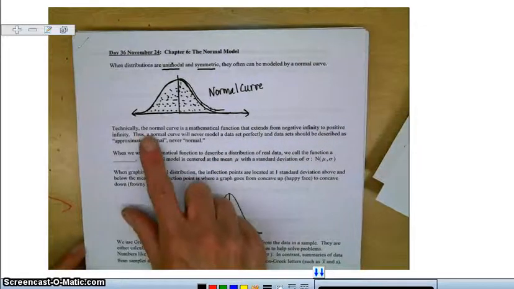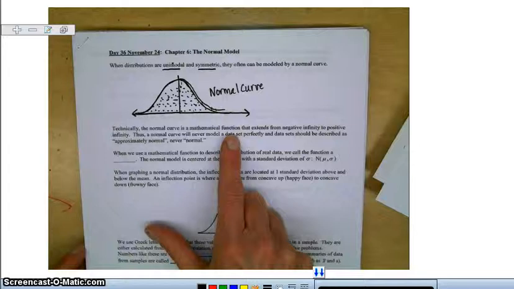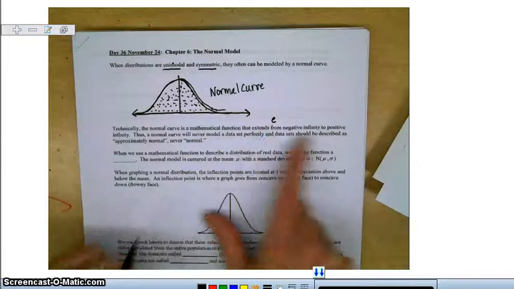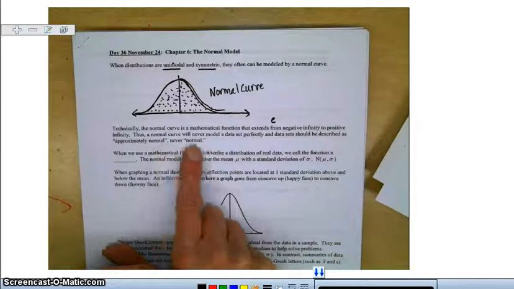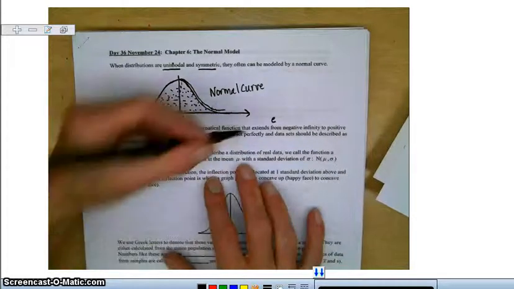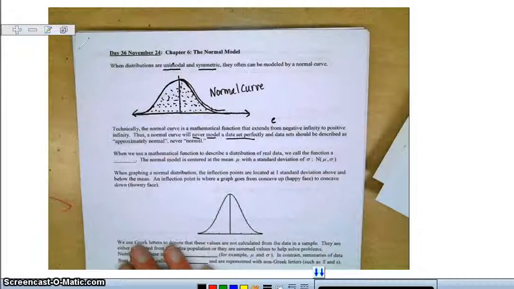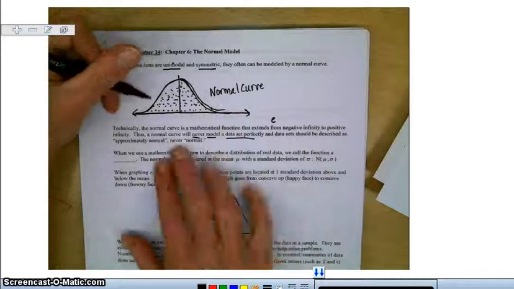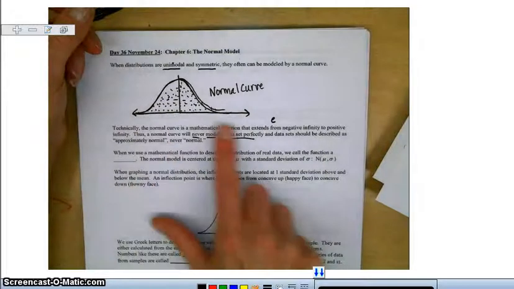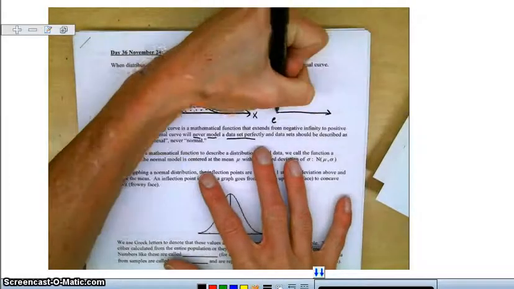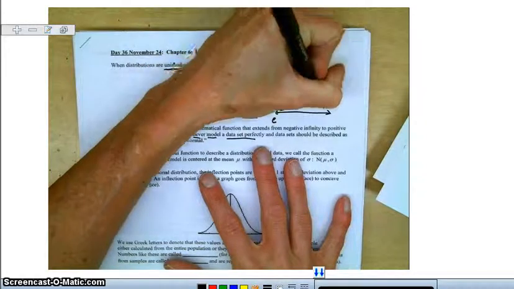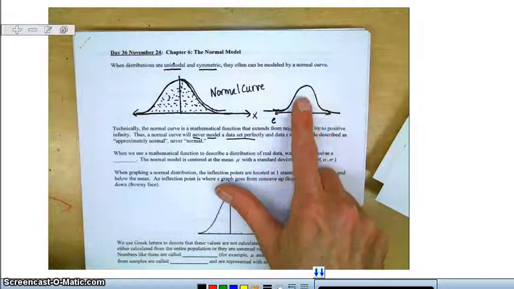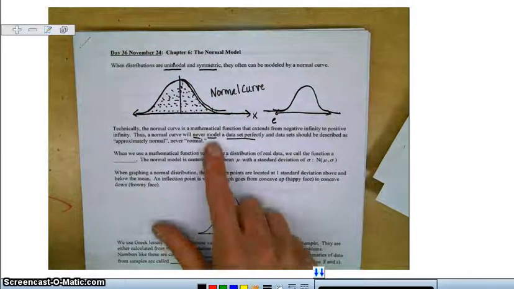So technically, the normal curve is a mathematical function, and it involves the number e, that extends from negative infinity to positive infinity. Thus, a normal curve will never model a data set perfectly. Because we never have a data set that, like if there's 100 in it, this goes on for infinity. This curve technically never touches the x-axis. It kind of just glides above the x-axis, and it never goes below the x-axis.